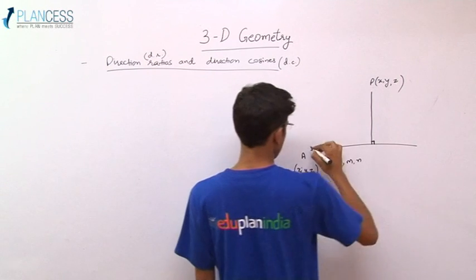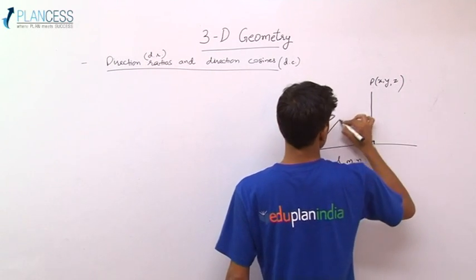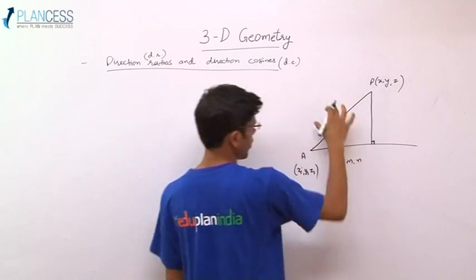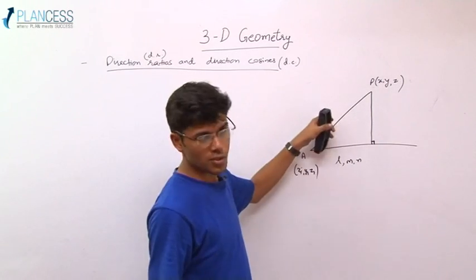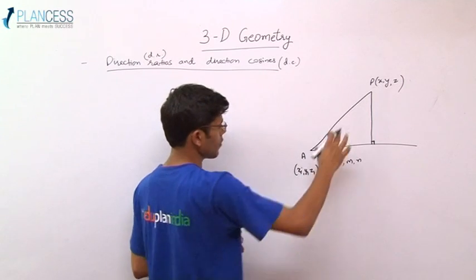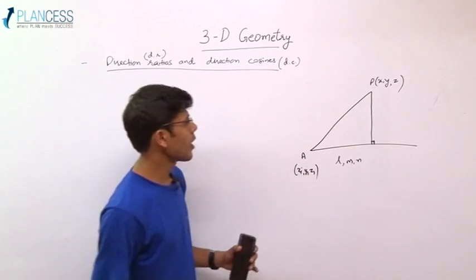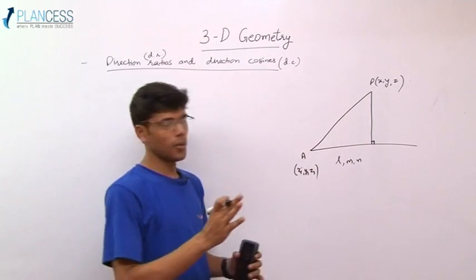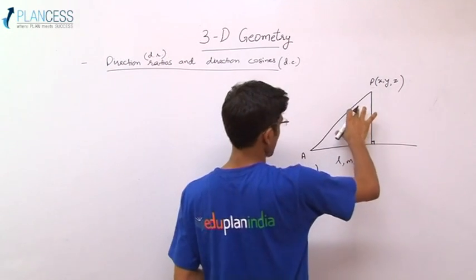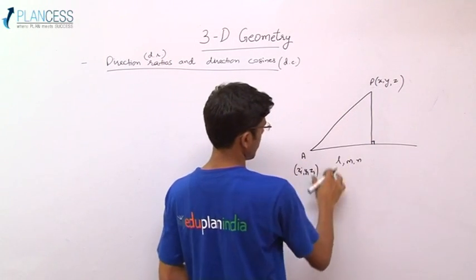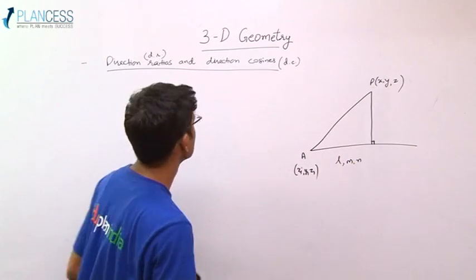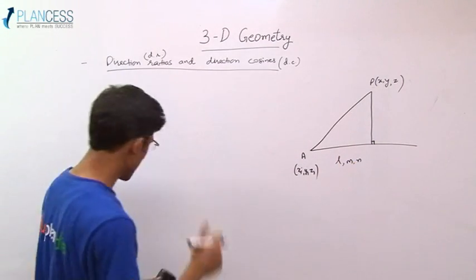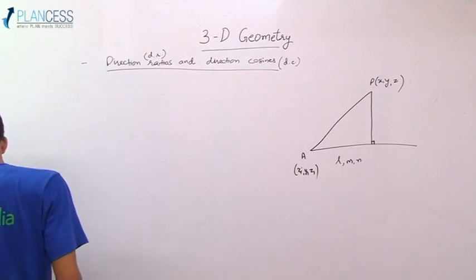So the process is that we join A and P. We know this distance by the distance formula, and we now learn how to find the projection of a particular line on another given line. So we have to find the projection of this line on this line, and then we can find this perpendicular distance by using the Pythagoras theorem. I'll show an example to depict this.